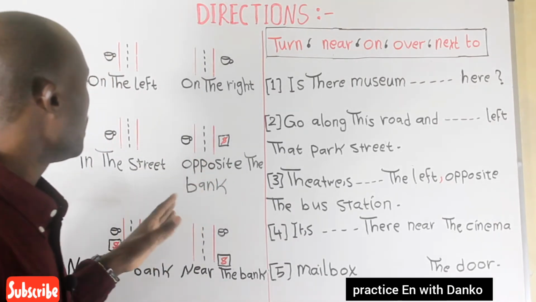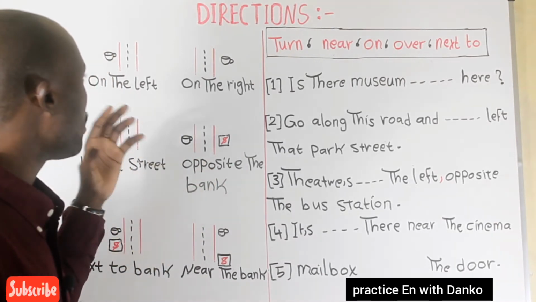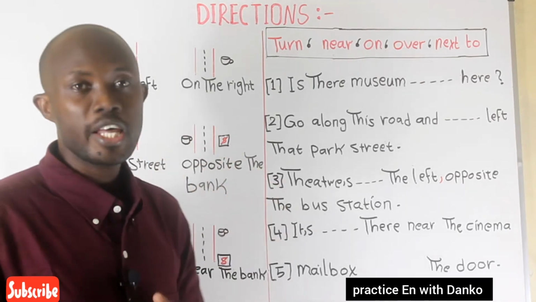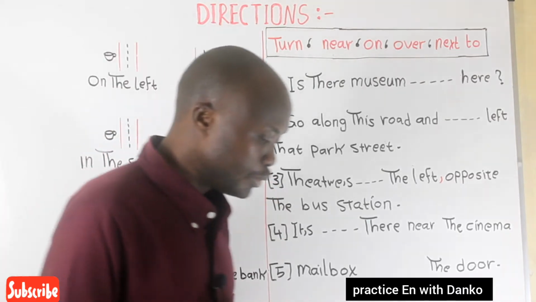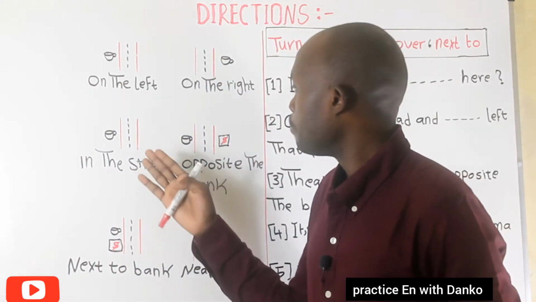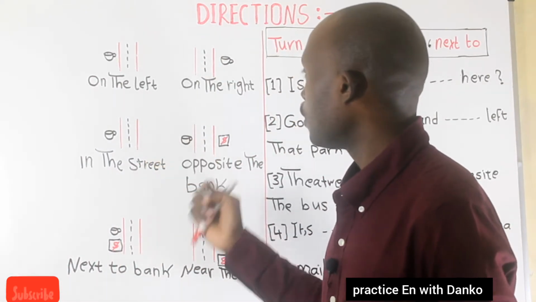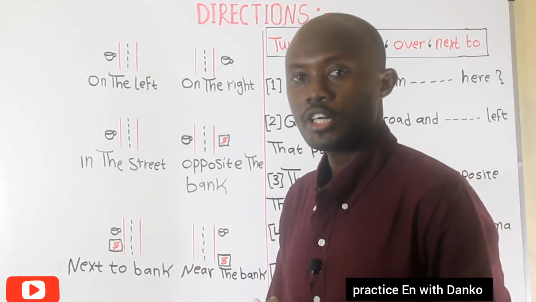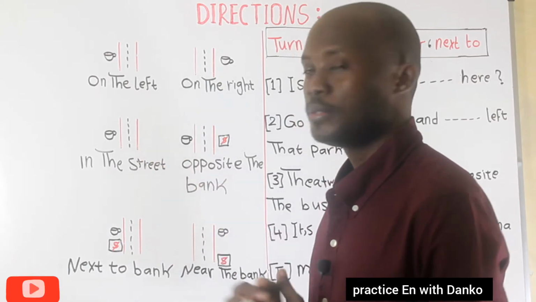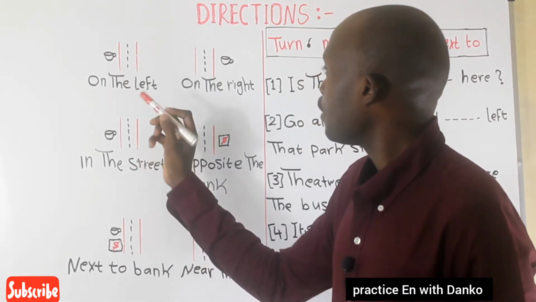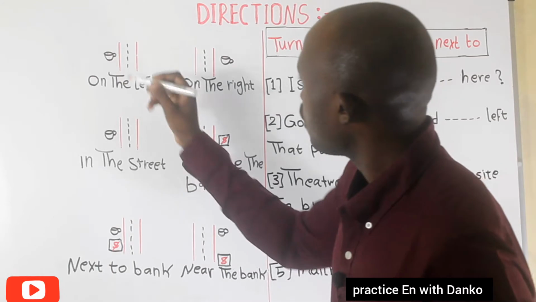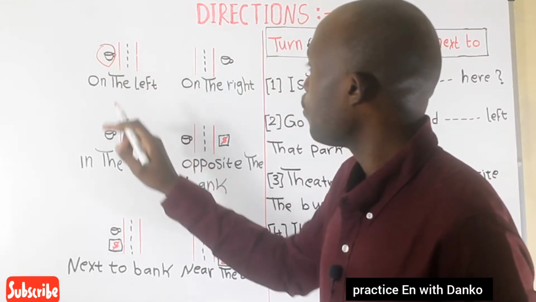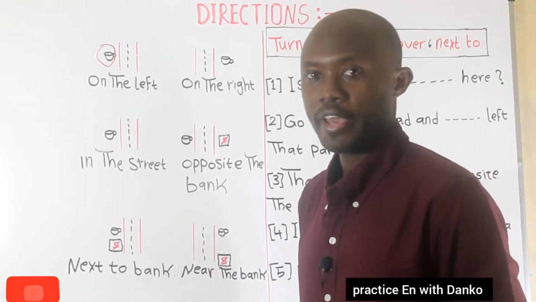First, in this part we're going to talk about directions and prepositions of place. We have some places here, and we need to give directions for these places. As you see, we're going to give the direction of the cafe.